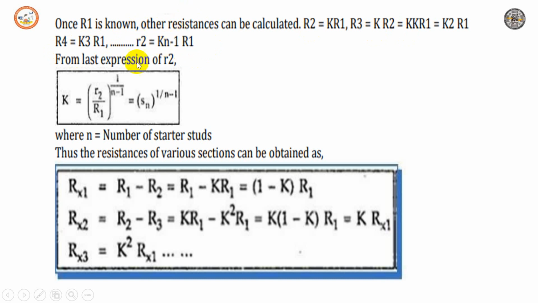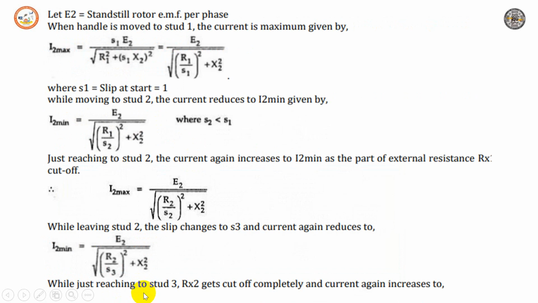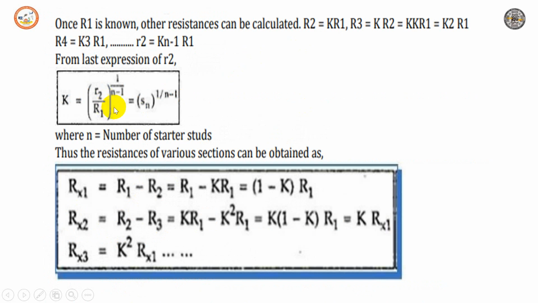So from the last expression, we can write K to the n minus 1 is equal to Rn by R1. If you want to remove this n minus 1 at the exponent, we can raise this to the power 1 by n minus 1 on the right side. But we know Rn by R1 is Sn in the previous equation. So using that equation, we can write K as (Rn by R1) to the power 1 by n minus 1, with Rn by R1 as Sn.